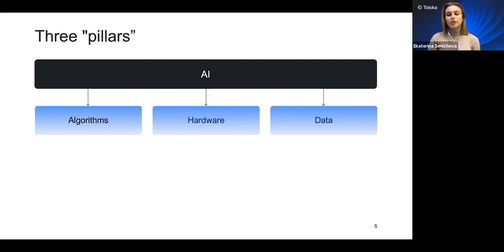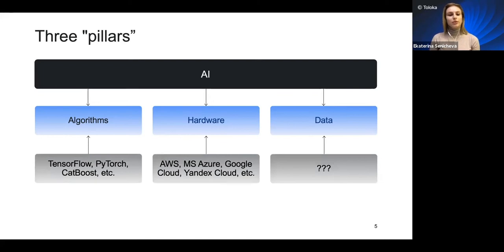For the pillars, several frameworks were designed. For example, TensorFlow, PyTorch, and CatBoost are the frameworks for the algorithms. Many companies like Amazon Web Services started to provide different cloud solutions for the hardware, but for the data, there is yet no unified methods or unified rules for data transformation.